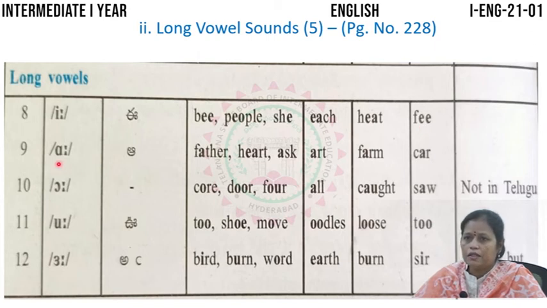Next, the sound ah, as in our first alphabet letter A with 2 dots, as in father, heart, ask, art, farm, car. R is silent, so we only pronounce it as car, right?